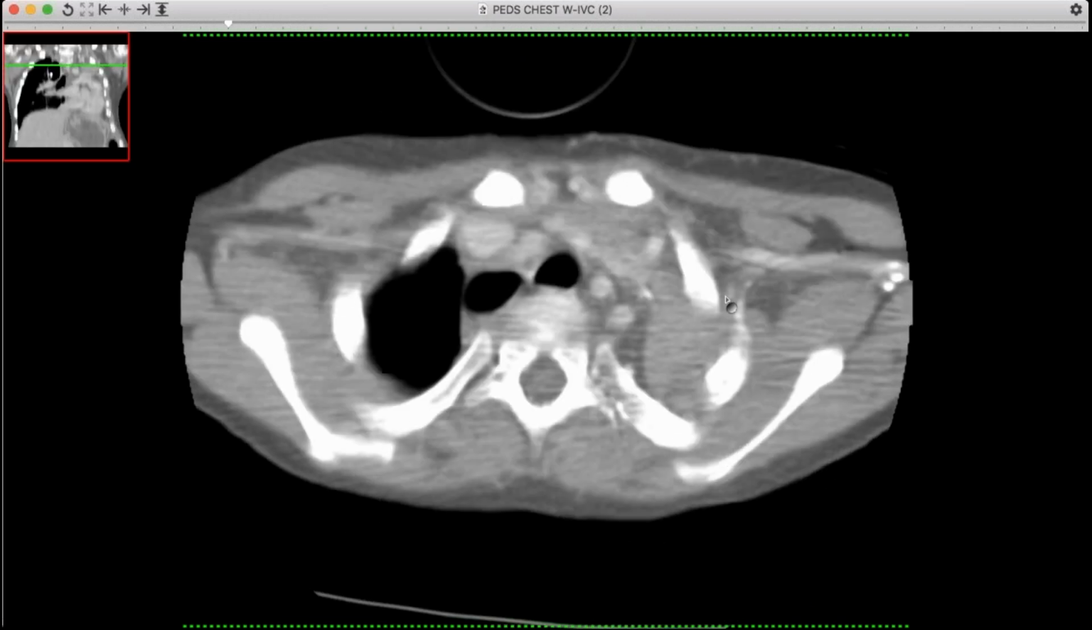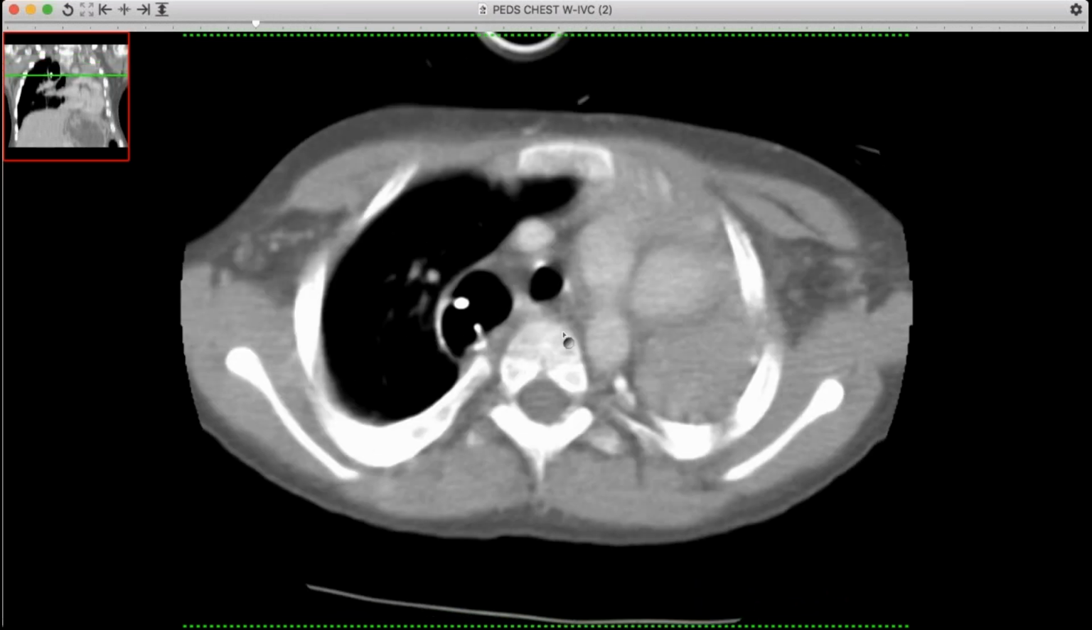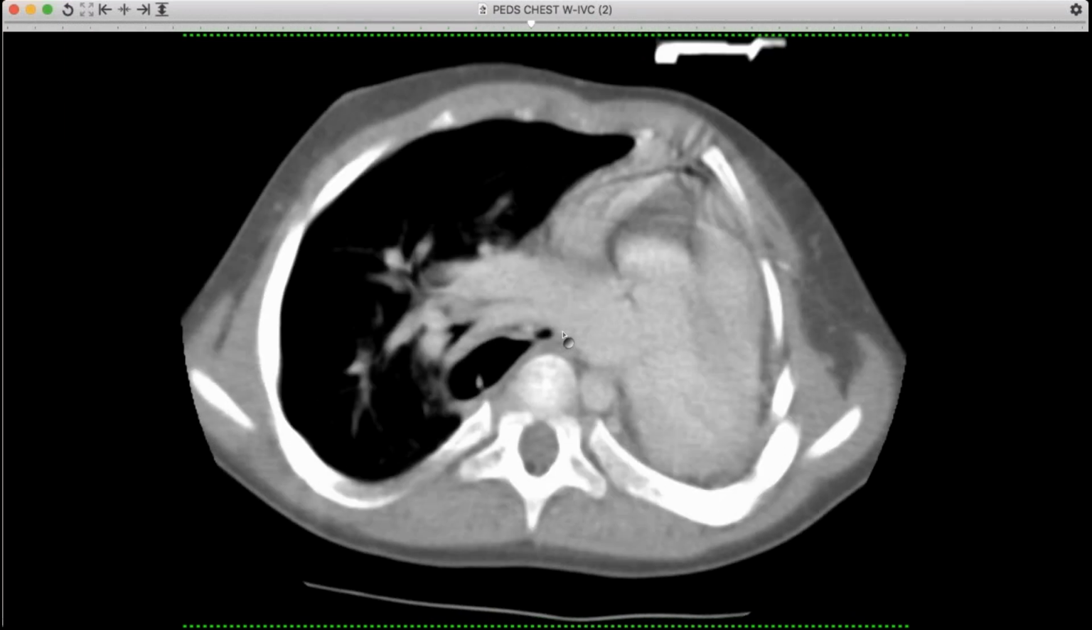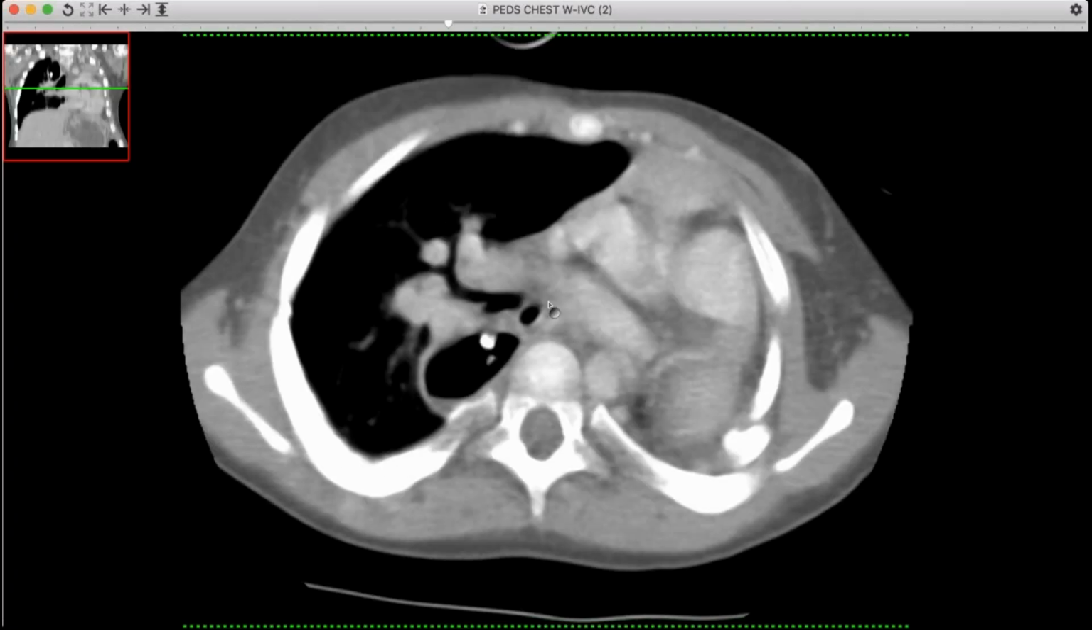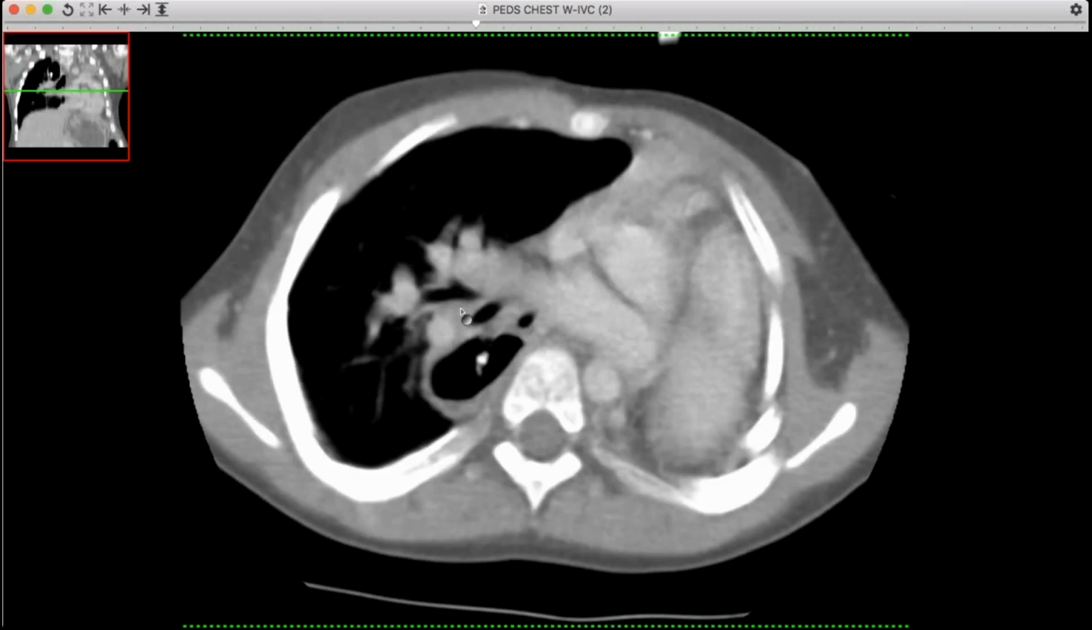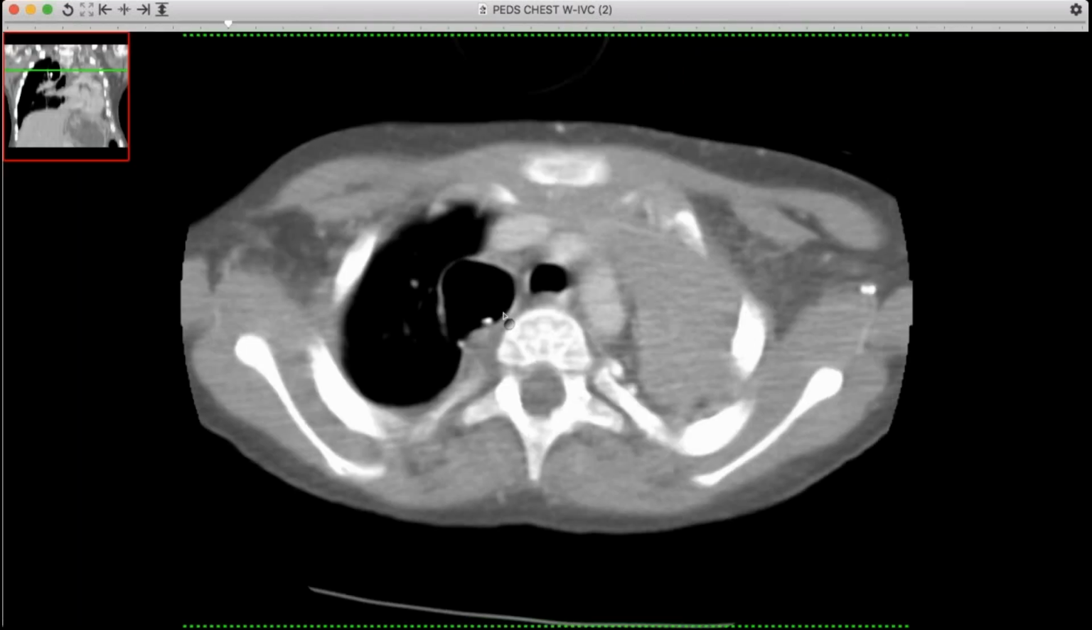And a deviated esophagus. But if you follow the trachea down, you'll see that it bifurcates, but then kind of ends up down in here. So actually, there is no left bronchus. This is actually branching into the right lung. So this is a pulmonary agenesis.